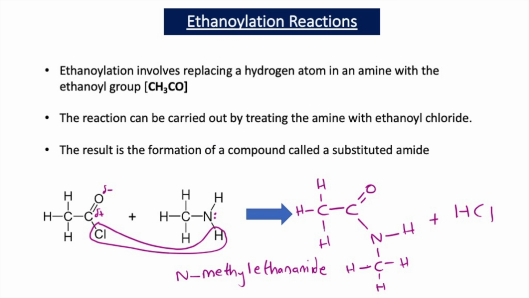In our last video, we learnt that primary amines undergo ethanoylation reactions, and this involves the primary amine being reacted with ethanoyl chloride and the hydrogen atom in an amine being replaced by an ethanoyl group, a CH3 bonded to a C double bond O. And the result is the formation of a compound called a substituted amide.